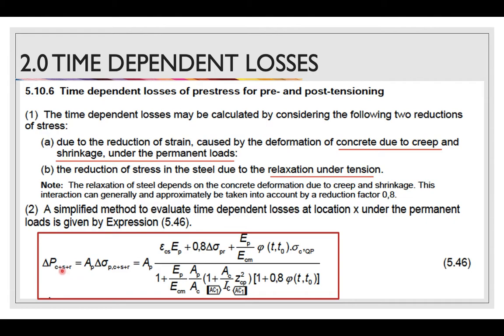So we can see here that this equation already combines the creep, shrinkage, and also the steel relaxation. Everything is combined in one equation. We have the values that have to be substituted into this equation, inclusive of the modulus of elasticity and also the area.